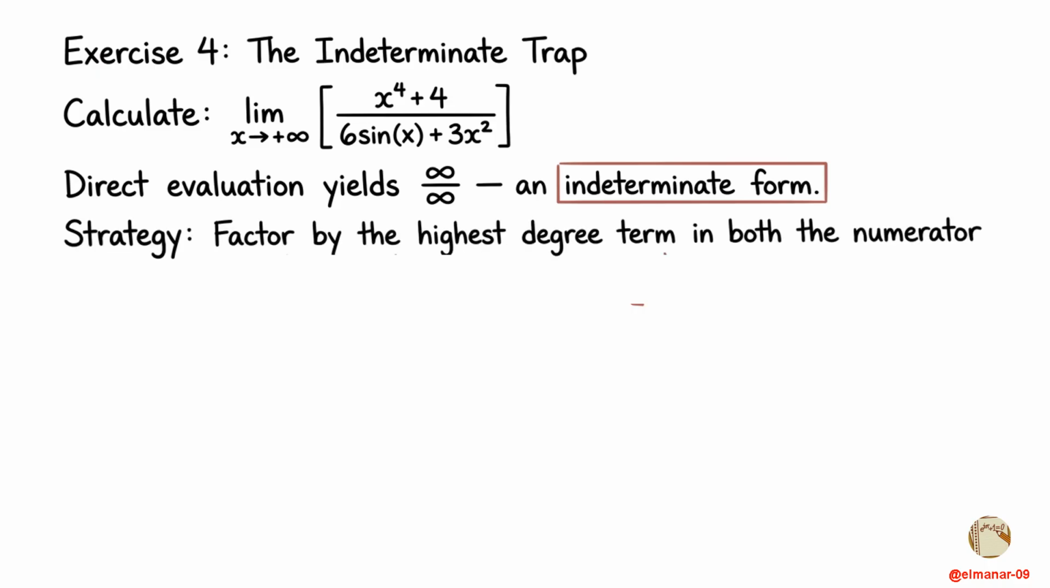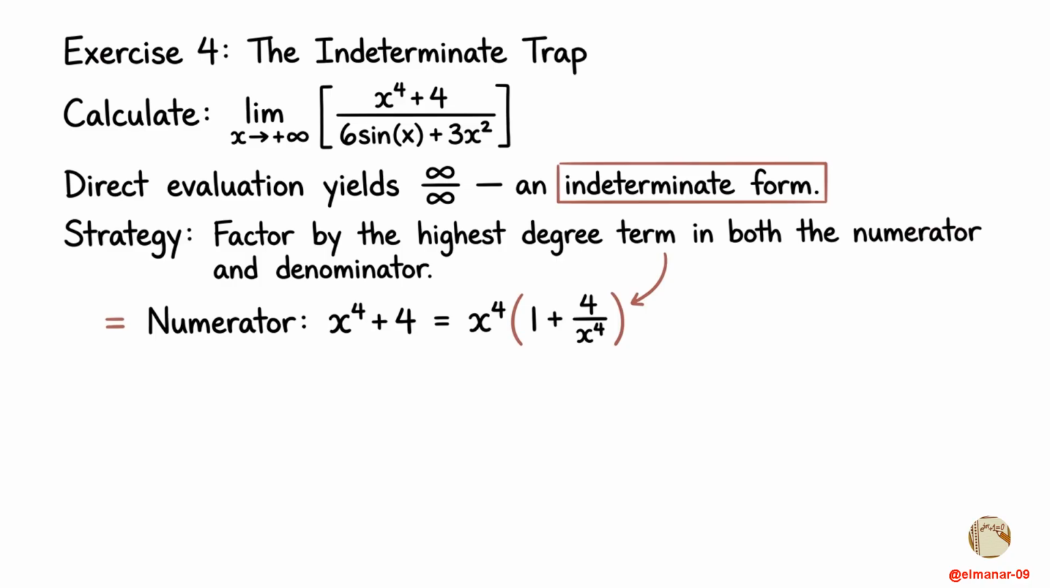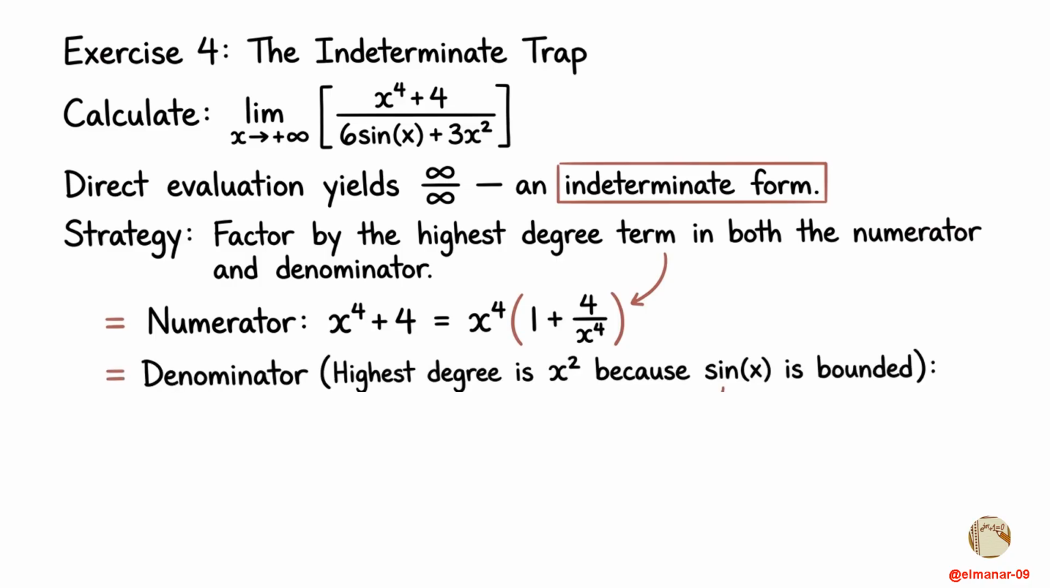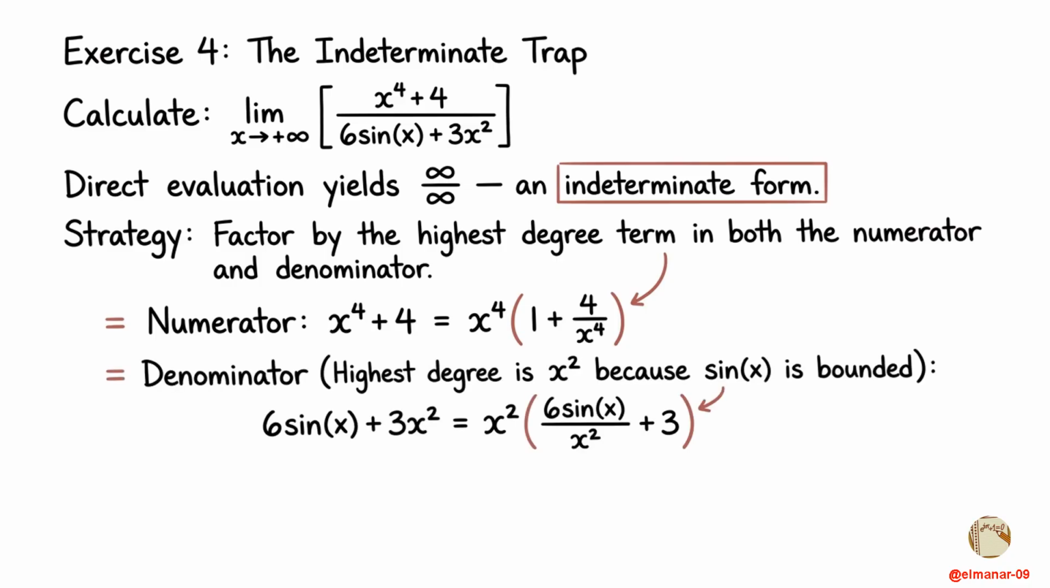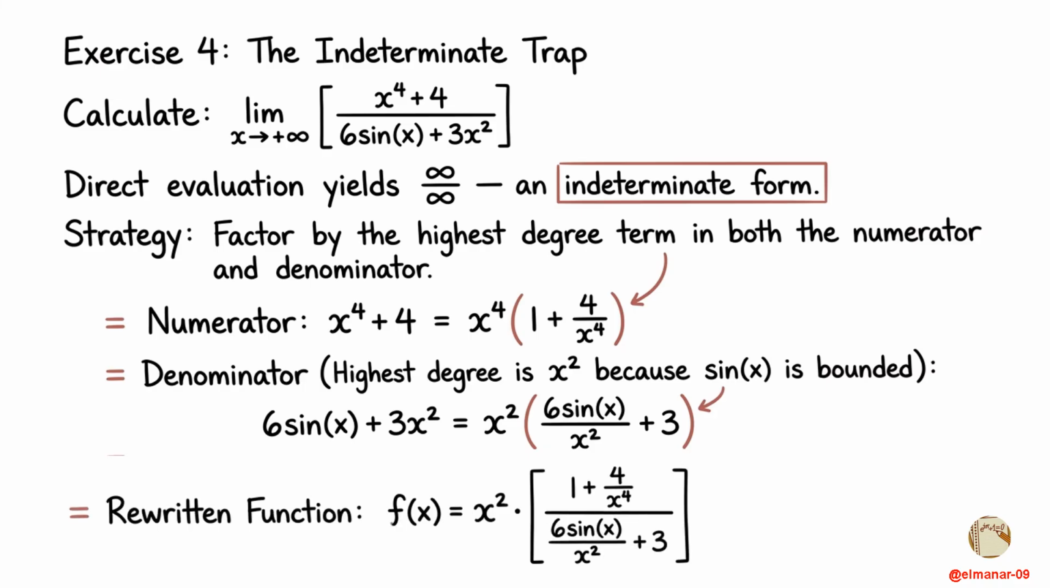Our strategy here is to factor by the highest degree term. In the numerator, the boss is x to the power 4. We factor it out to get x to the 4th times 1 plus 4 over x to the 4th. In the denominator, the boss is x squared. Since sine is just a small wiggling number between -1 and 1, it doesn't grow. We factor out x squared to get x squared times 6 sine of x over x squared plus 3. Now we can simplify x to the 4th over x squared to just x squared outside the brackets. We've rewritten the function into 3 manageable blocks.